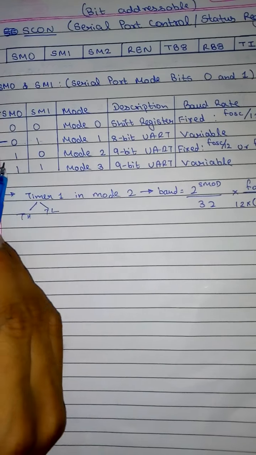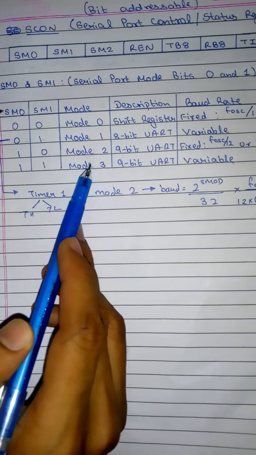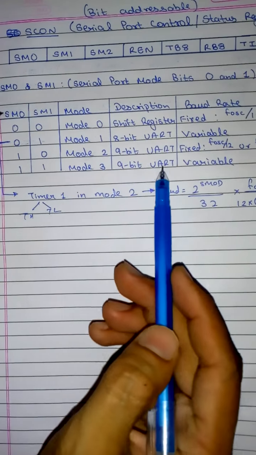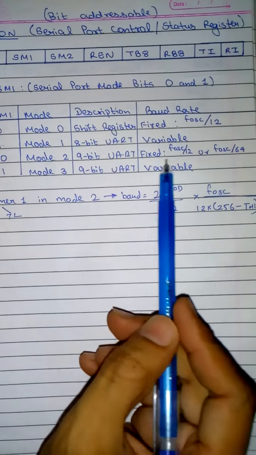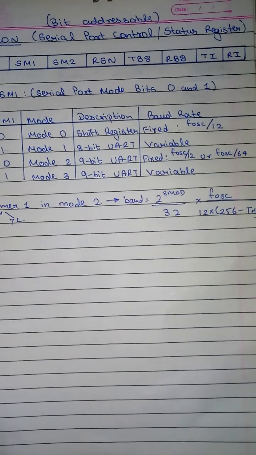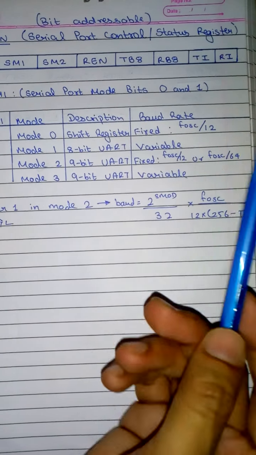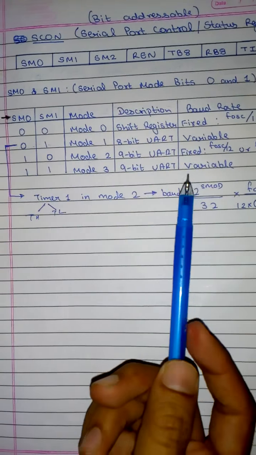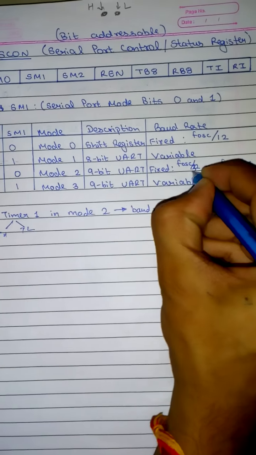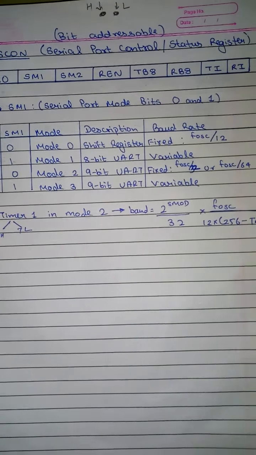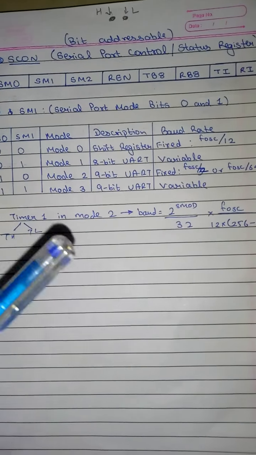Then we come to mode 2. If SM0 is 1 and SM1 is 0, then this is mode 2, and here 9-bit UART is used for serially transmitting the data. The baud rate again is fixed in mode 2. It is F oscillation upon 32 or F oscillation upon 64. Sorry, I had written it wrong earlier. Now the question arises, when is it 32 and when is it 64?